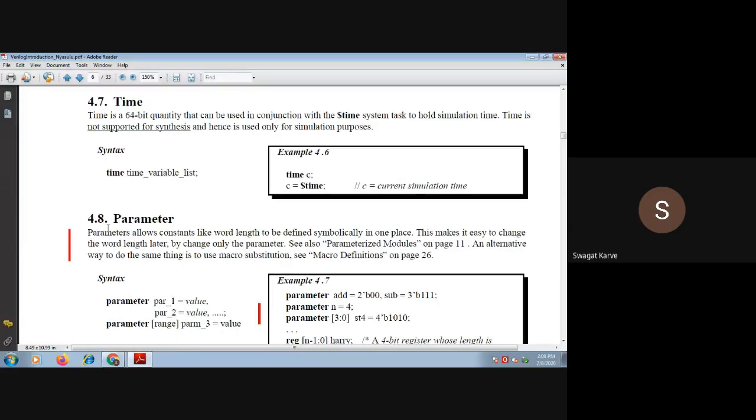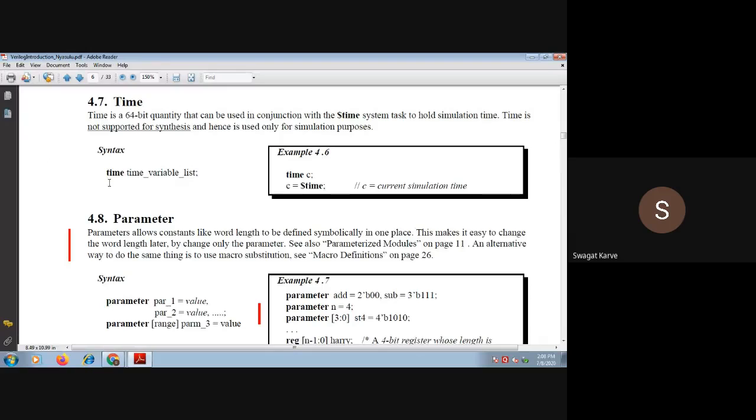Now next data type is time. The same thing we have studied in VHDL also. In VHDL also we have time variable or time data type. So time is a 64-bit quantity that can be used in conjunction with the $time system task to hold simulation time. Time is not supported for synthesis but can be used for simulation purposes. That means in simulation, if you want to hold the execution for a particular time, then you can use this time data type.